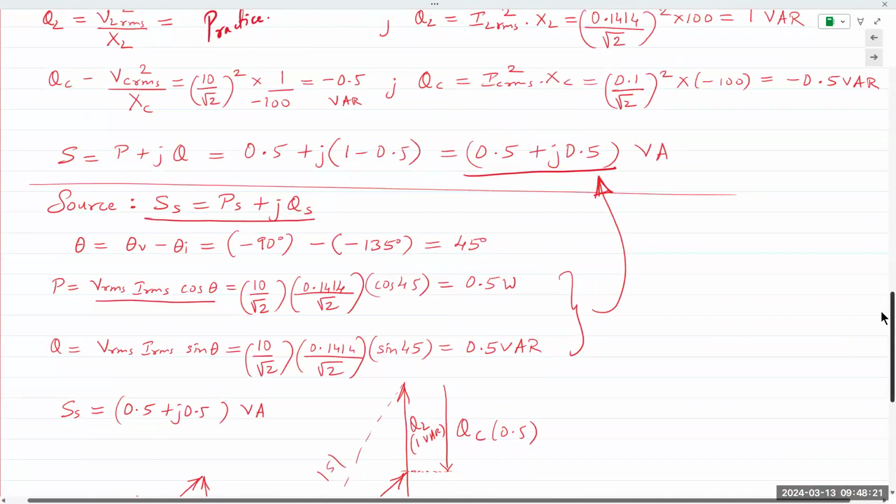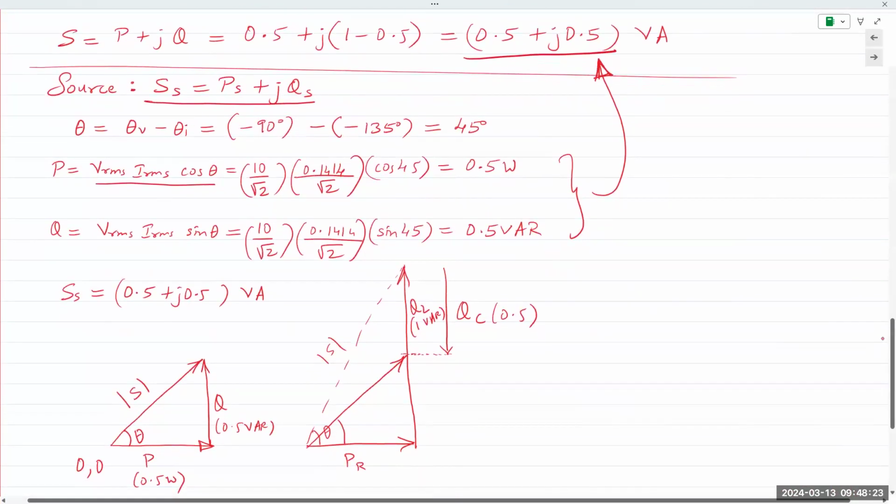0.5 watts and 0.5 VAR. Again, to get a better grasp of the fundamentals, you can use these equations for the resistor, inductor, as well as the capacitor, because we found V_L, V_C, I_L, and I_C. You can apply these equations, V_RMS I_RMS cosine theta and sine theta, and find P and Q for each component.